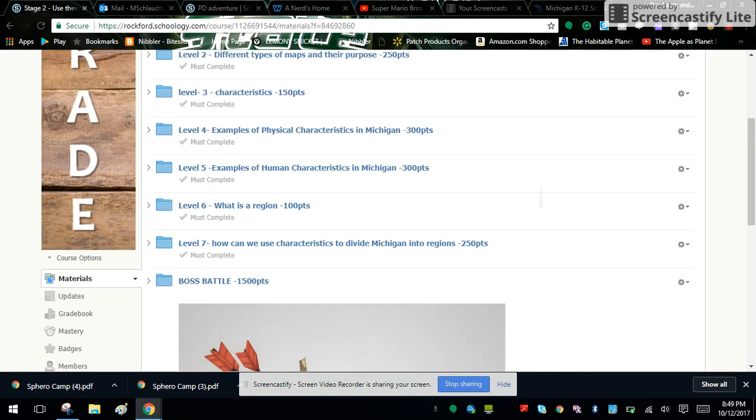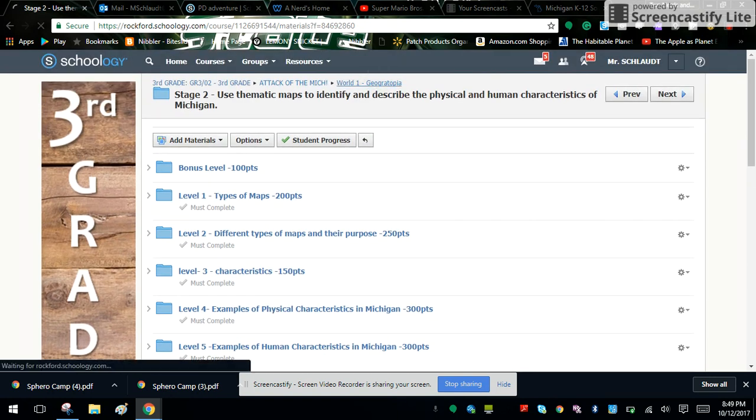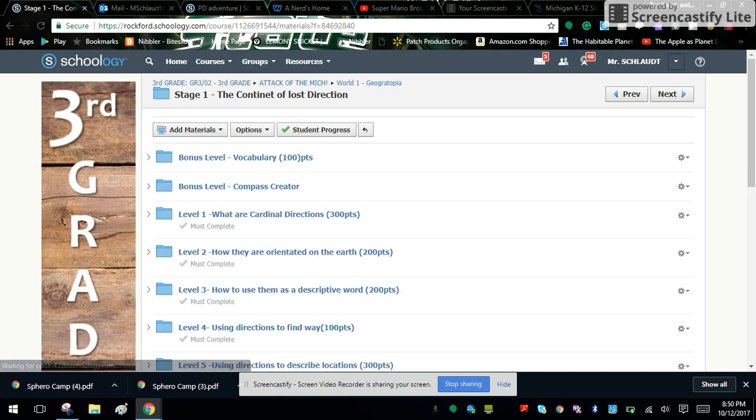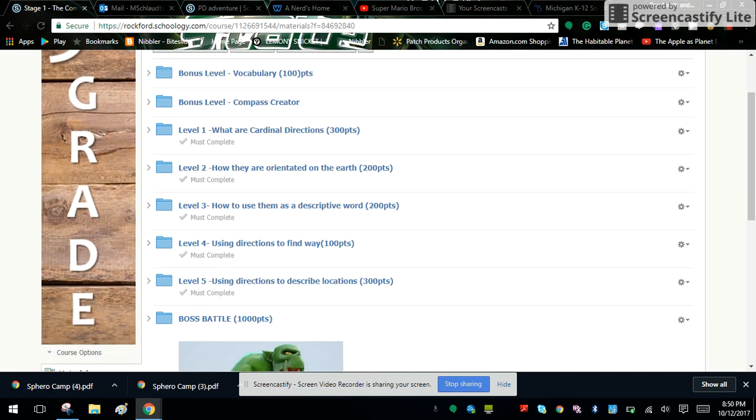The worlds are obviously going to be the big overarching units. The stages are going to be the bigger standards that you're trying to teach. And then as I look at it, the levels are how would you go about teaching those standards? What sort of pieces would you need to tell the students in order for them to get what that standard is?